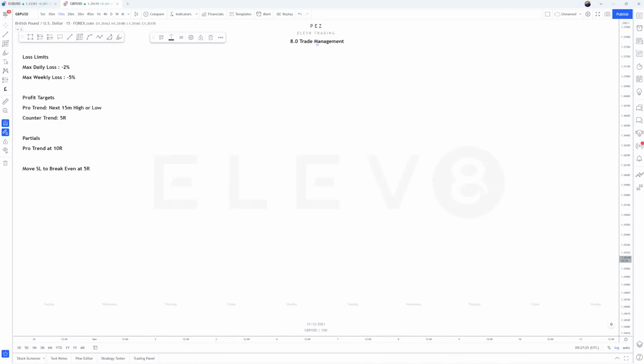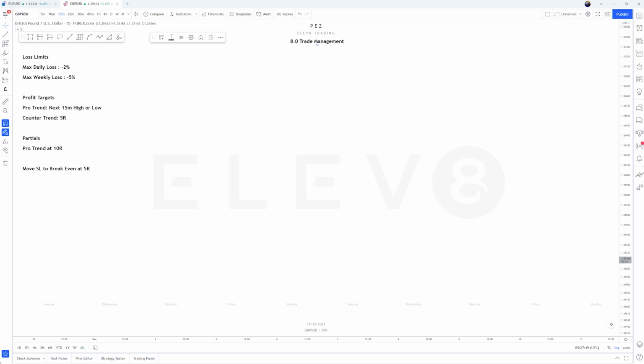So we have some trade management rules on how we take profits, partial, move to break even, and our loss limits. And these are important parts of our trading plan because they show us when to exit the market and obviously stop us from making rash decisions. And it keeps us consistent across each trade.